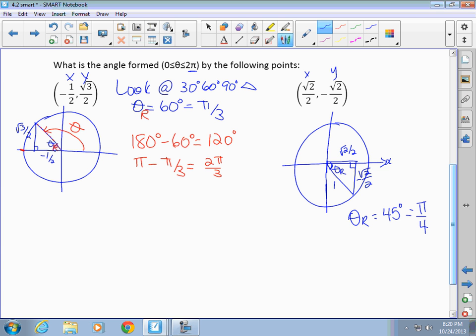Okay, so this is taking place in the 4th quadrant. So that means I'm trying to figure out what this angle here is. To find that, I would be taking my 2 pi, because my closest x-axis would be here, which would be back at 2 pi. So I'm going to subtract pi over 4 from that. So this is the same as saying 8 pi over 4 minus pi over 4, which is 7 pi over 4. So that would be my answer.